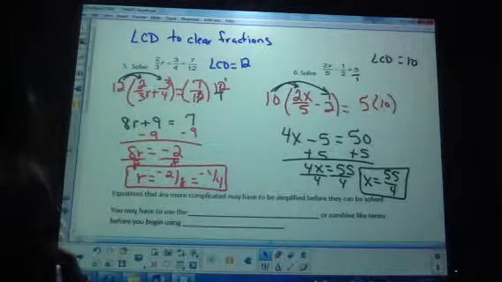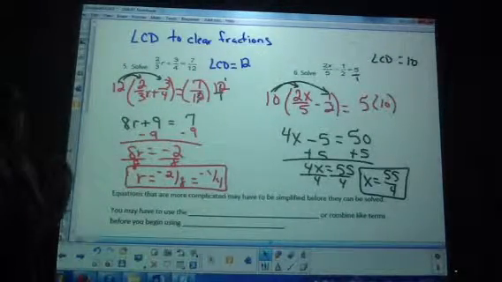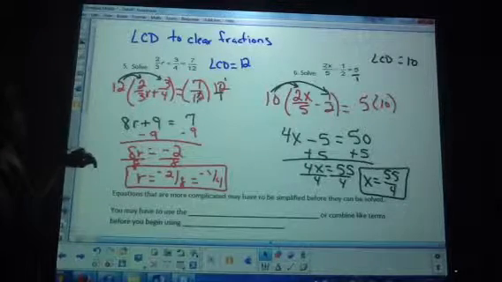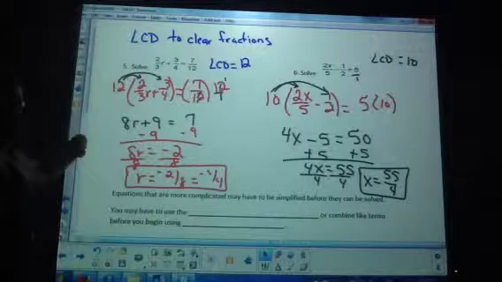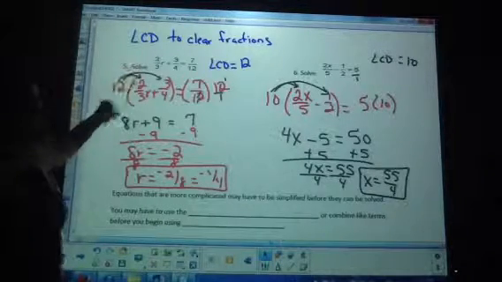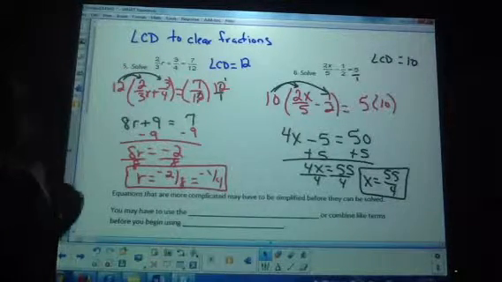And that's it for today's lesson. So class, I'm going to be checking when I come back on Monday. I need you practicing the LCD method because on your quiz and on your test, I'm going to make you use this LCD way. All right, y'all have a good one.